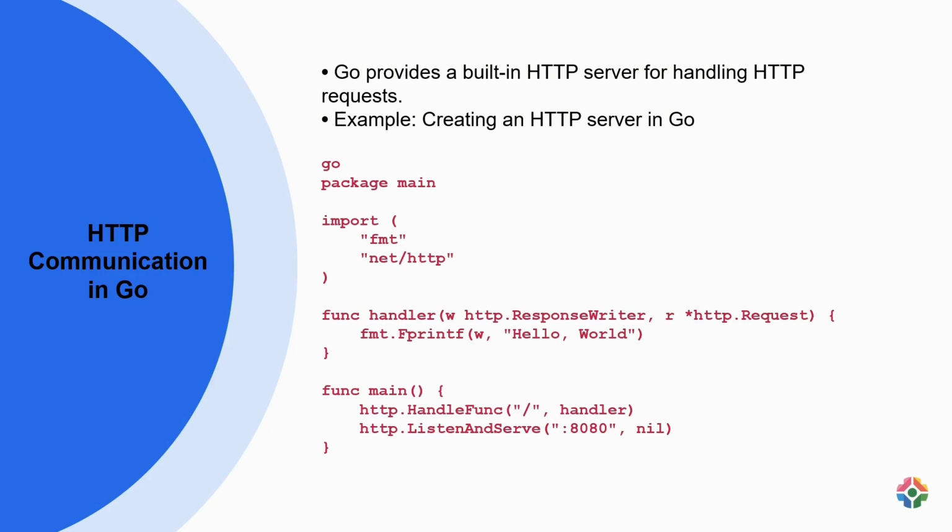In a real-world scenario, this capability can be leveraged to build web applications, REST APIs, or microservices using Go. For instance, an e-commerce platform can utilize a Go-based HTTP server to handle product catalog requests or user authentication. This functionality provides a foundational tool for managing web traffic and serving content in Go applications.